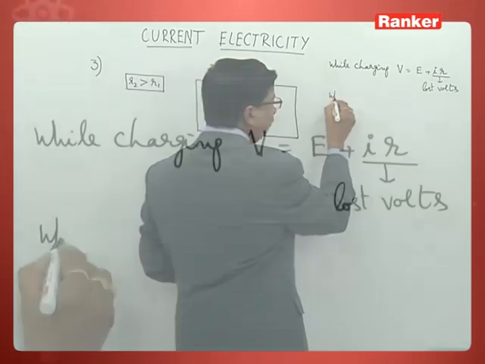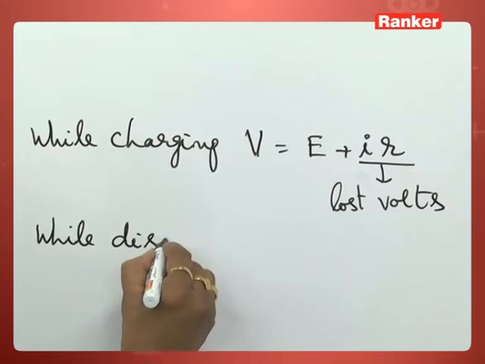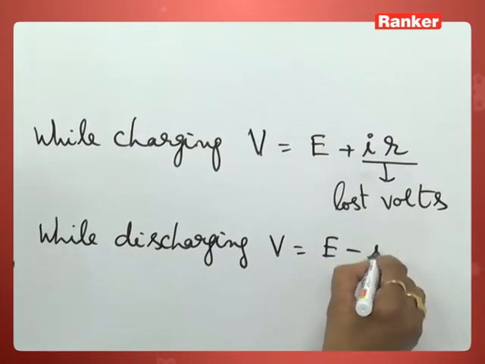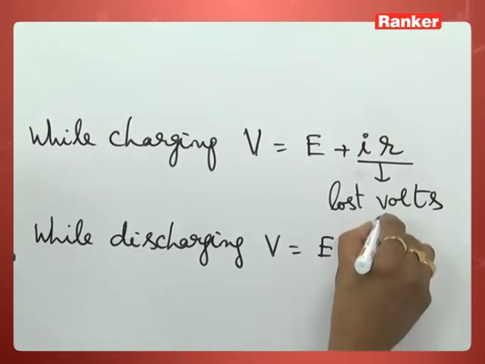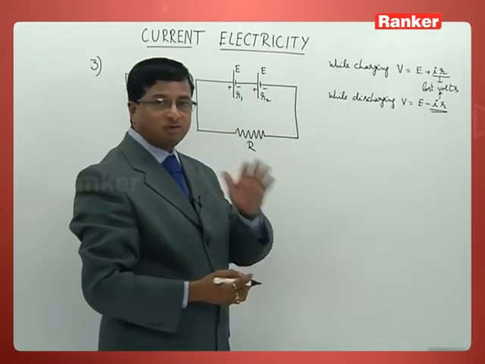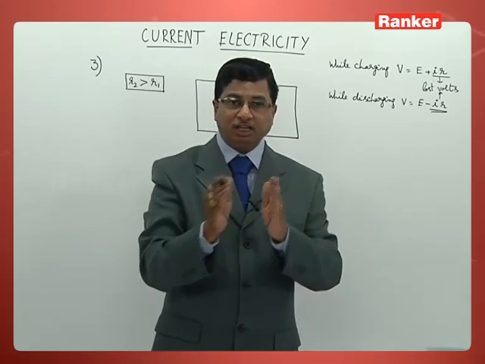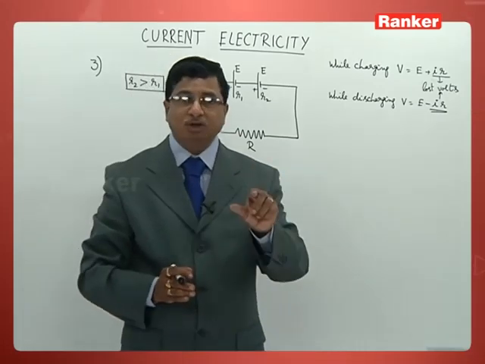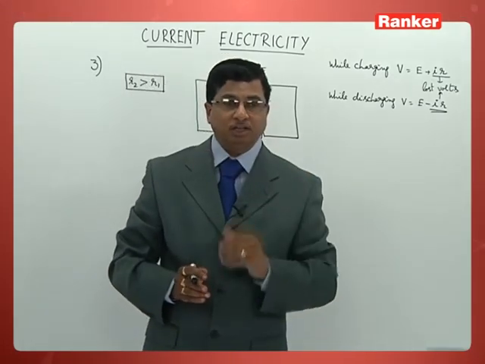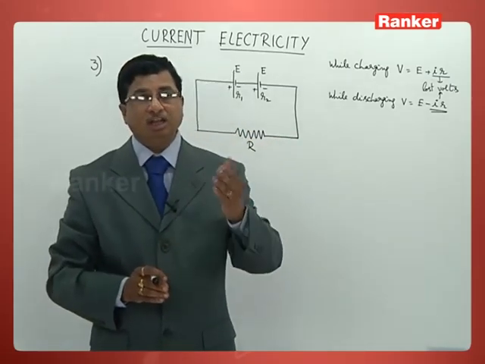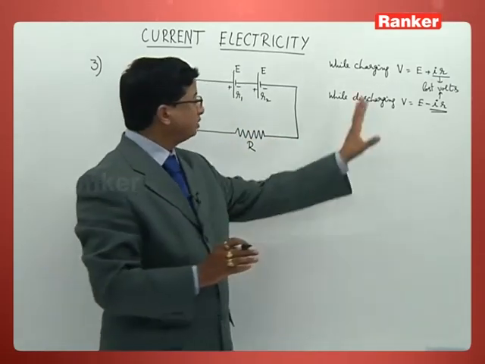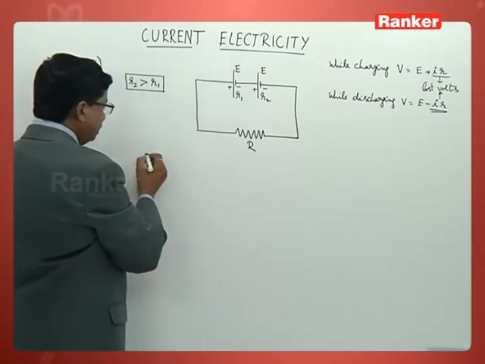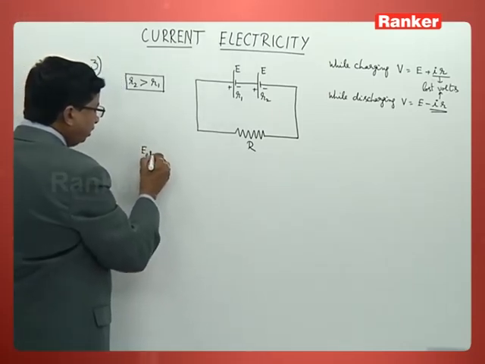While a cell is discharging, V can be written as E minus IR. You can understand this IR again is lost volts only. It means the difference between V and E in both cases is equal to lost volts only. Either it is more by lost volts or it is less by lost volts. That is the concept.